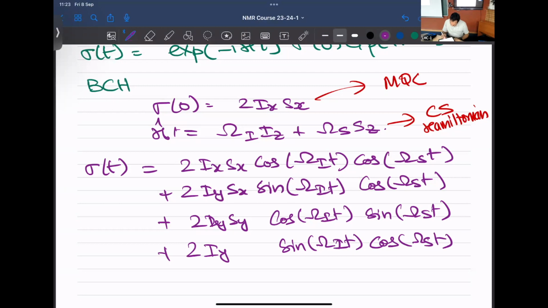Something is amiss. Then the second term that you got should be IYSY. Is that right? The third term should be IYSX. IYSX. What is the second term?